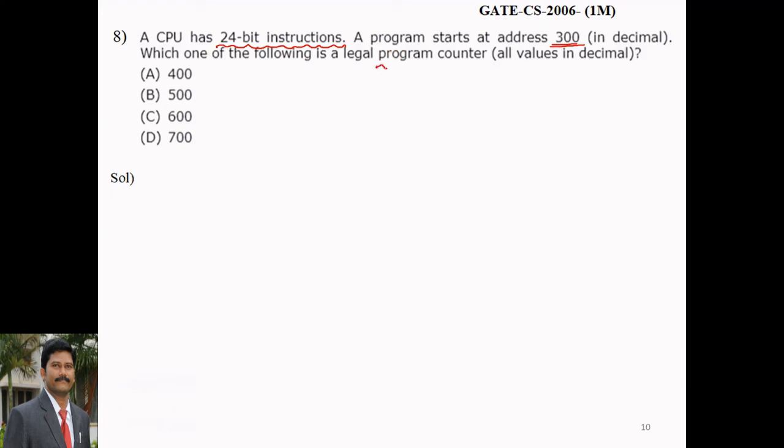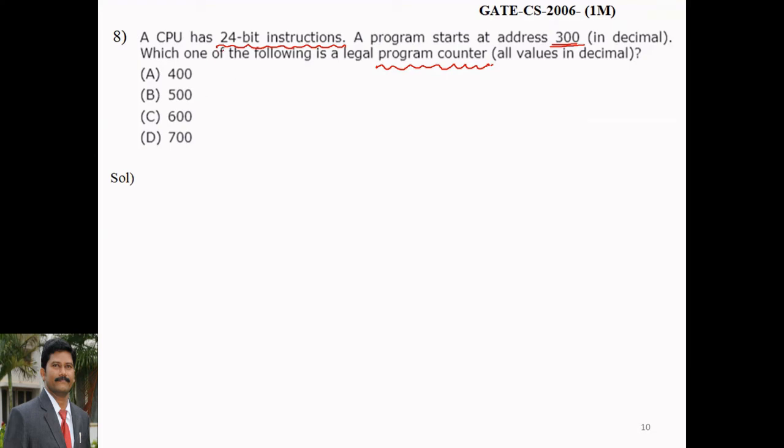So what is the purpose of this program counter? The program counter is used to hold the address of the next instruction to be fetched from memory. It increments for every instruction fetch. If the instruction fetched is 1 byte, it increments by 1 automatically. If the instruction fetched is 2 bytes, it automatically increments by 2 for every instruction fetch. So that is the purpose of the program counter.